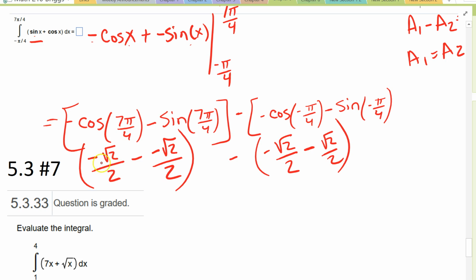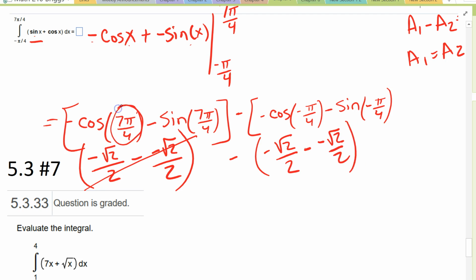So what do we have going on here? I have minus, minus, a minus, so this would be 0. Here I would have minus square root of 2 minus the square root of 2. See if I lost the negative there. Sine of minus pi over 4, which would this end up being, drop the negative, minus square root of 2 over 2.